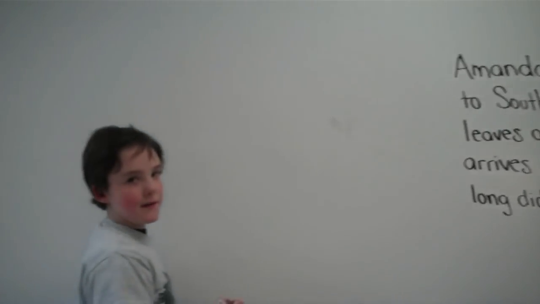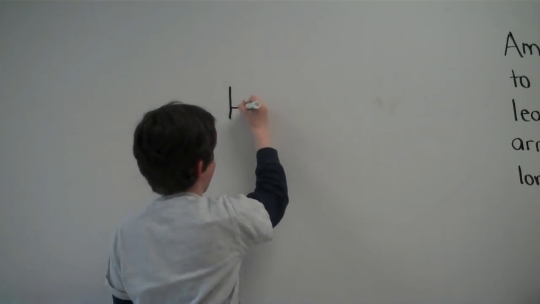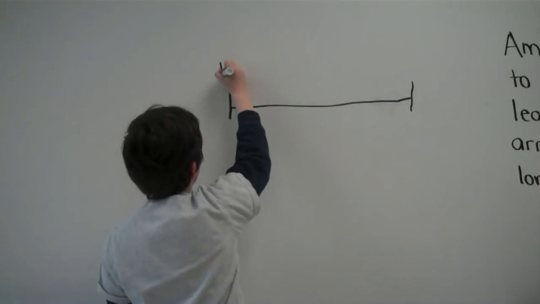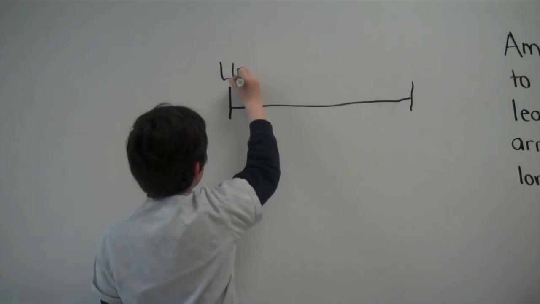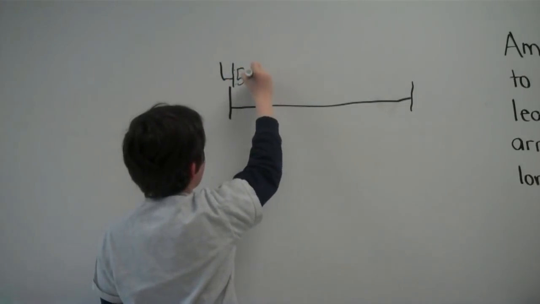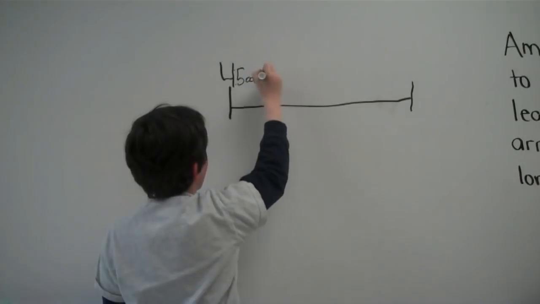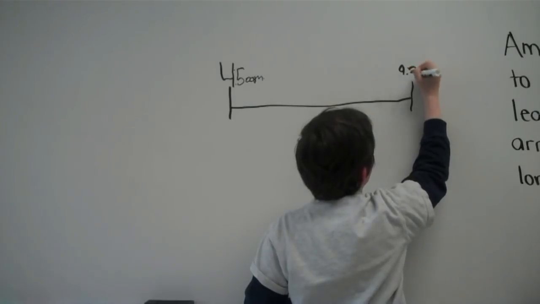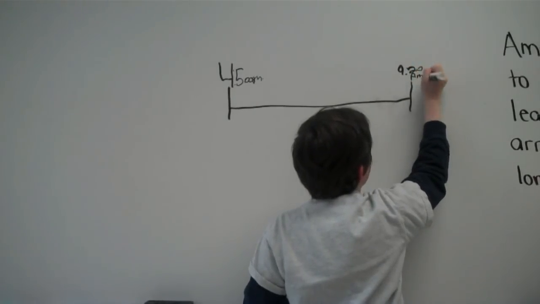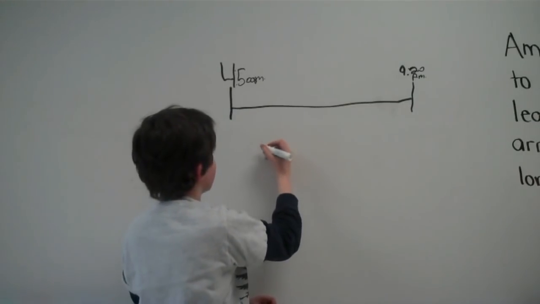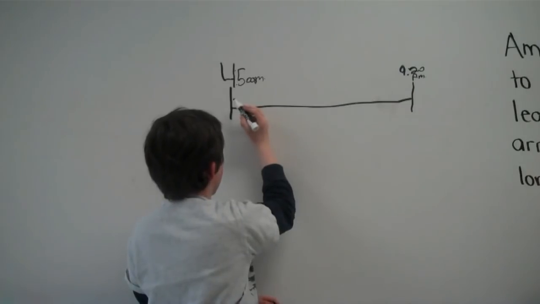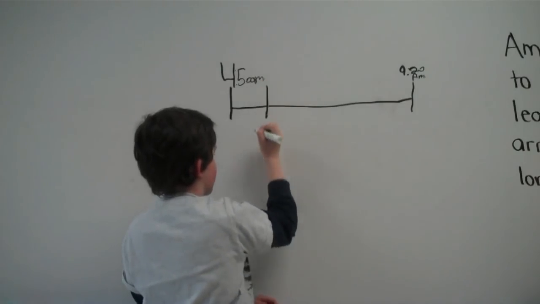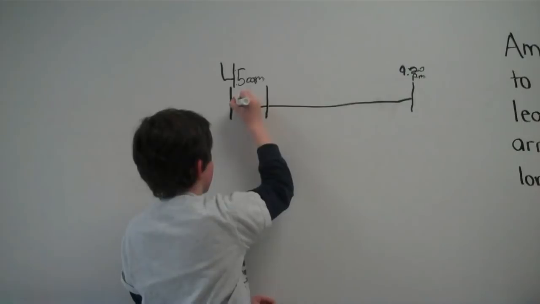Now I will figure out how long she drove for. Starting time, 4:50 a.m. The ending time is 9:20 p.m. So the first step is to figure out the hour after 4:50. The hour after 4:50 is 5 o'clock.